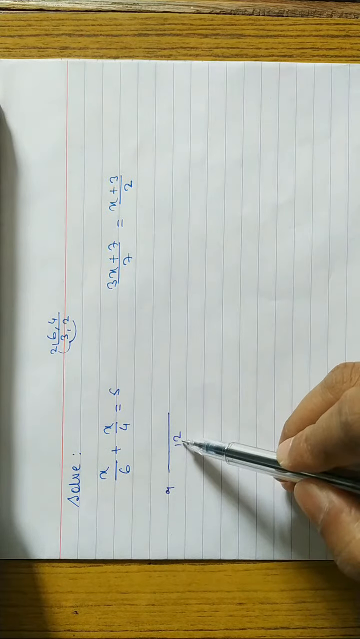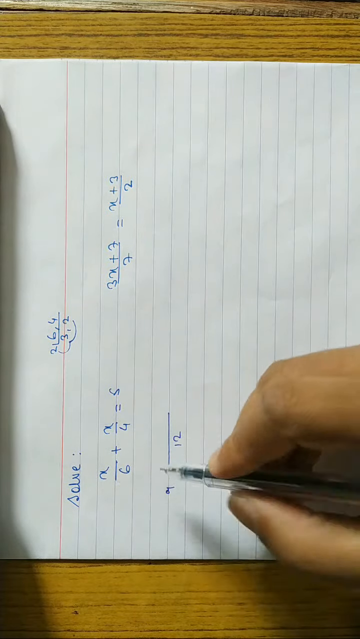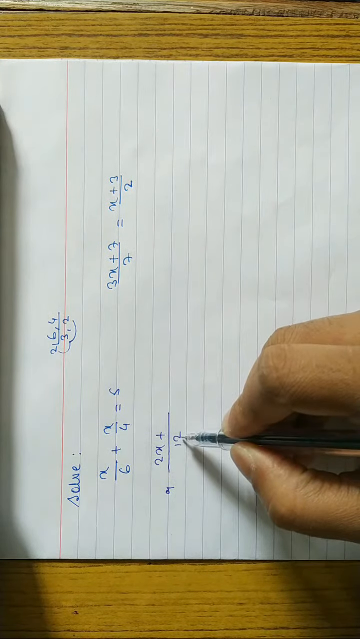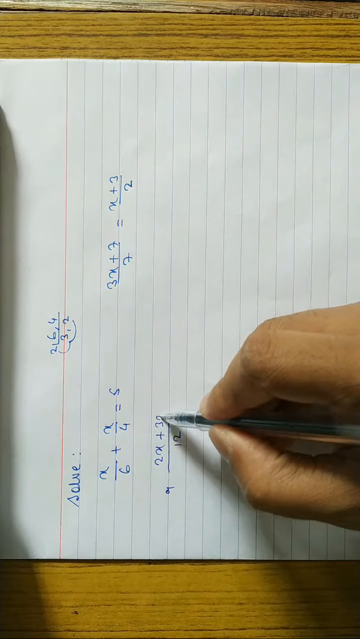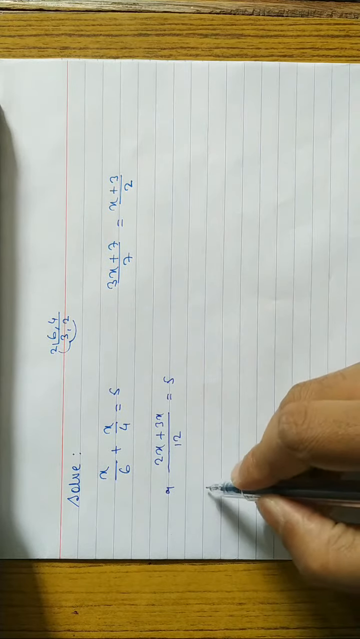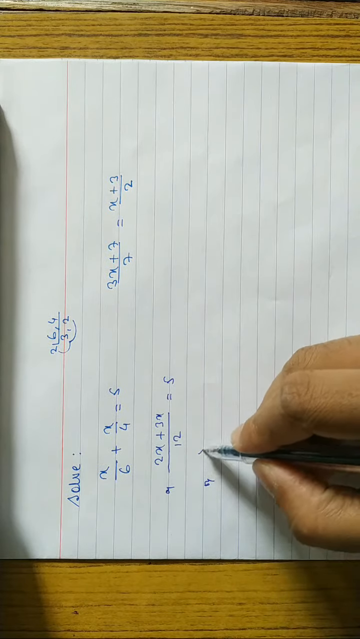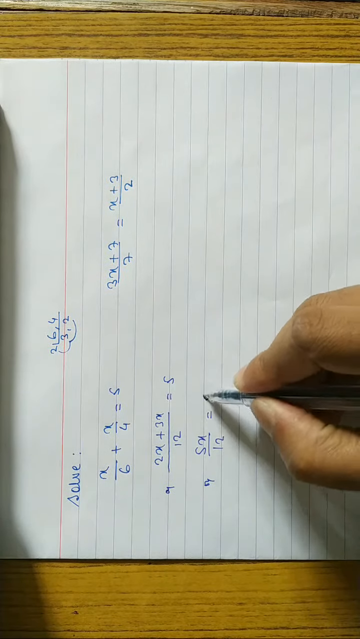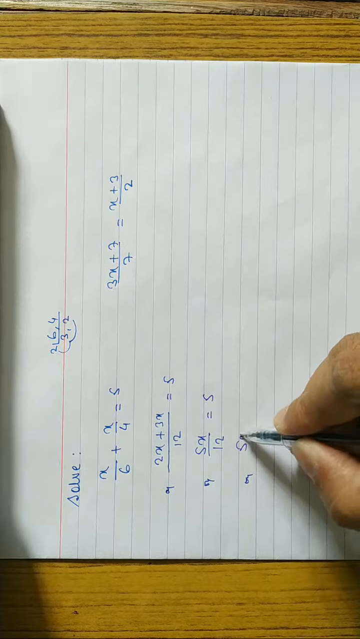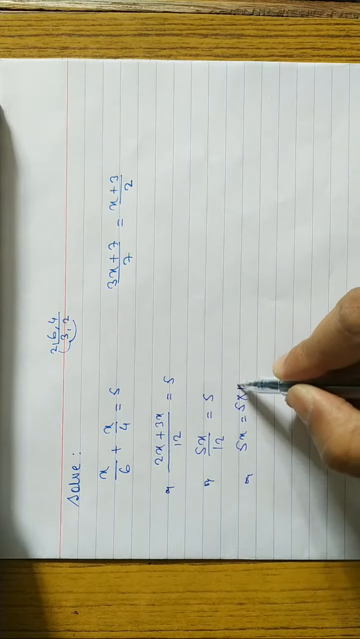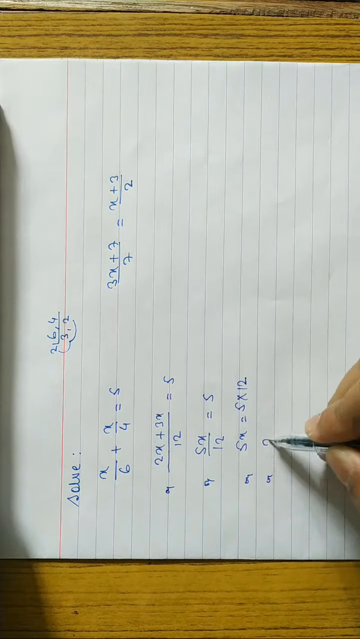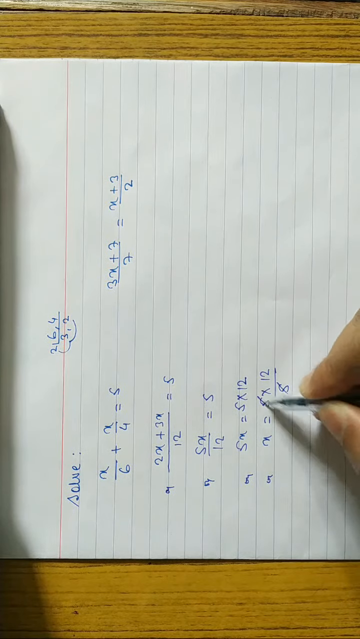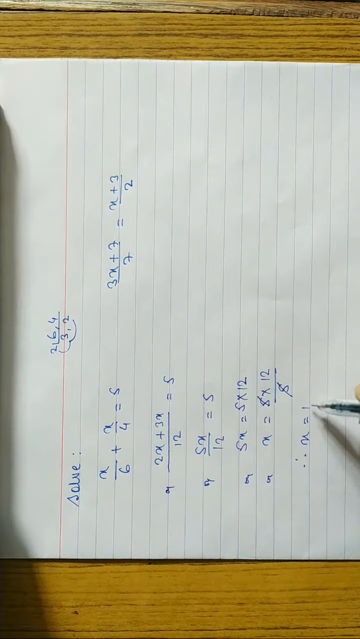After that, what we have to do? 6 and 12 we have to divide. We get 2. 2 into x, we have to write here 2x plus 4. And 12 we have to divide, we get 3. 3 into x, we have to write here 3x is equal to 5. After this we have to add here. We get 5x by 12 is equal to 5, or 5x is equal to 5 into 12, or x is equal to 5 into 12 divided by 5. This and this cancel, therefore x is equal to 12.